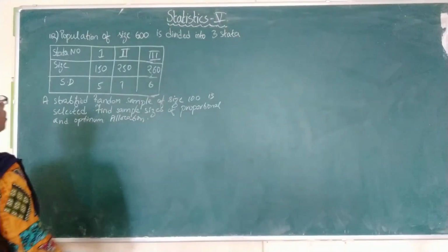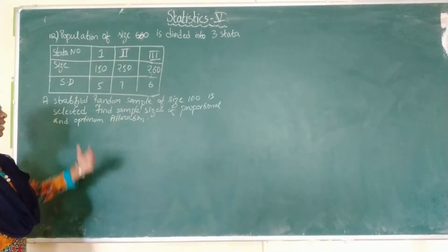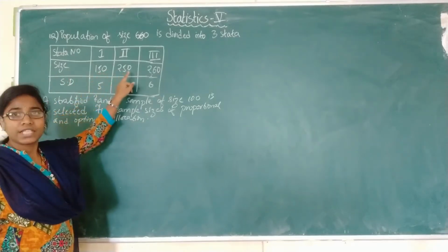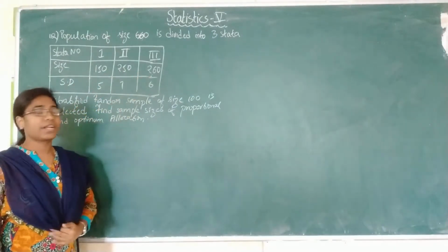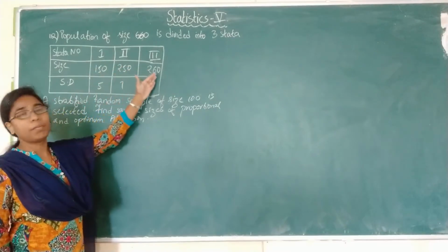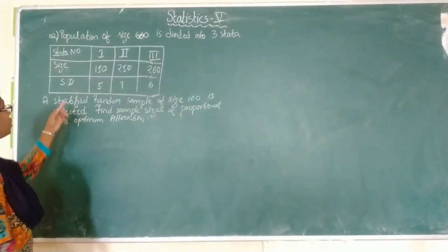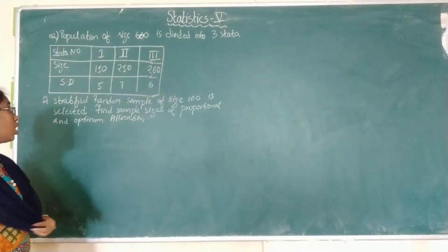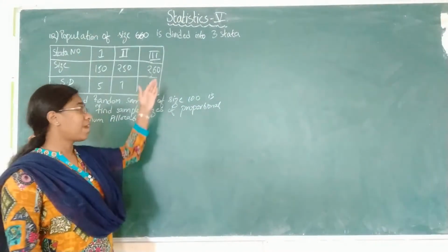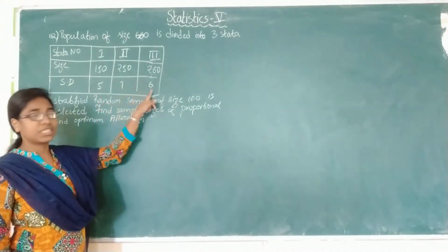So the three strata together make 660. The population of size 660 is divided into three strata of these sizes. The first stratum size is 150, the second stratum size is 250 and the third stratum size is 260. If you add all this, 150 plus 250 plus 260, you will get the population size, that is 660. Also the standard deviations are given, that is the Si values. The stratum standard deviations are given: this is S1, this is S2, this is S3.